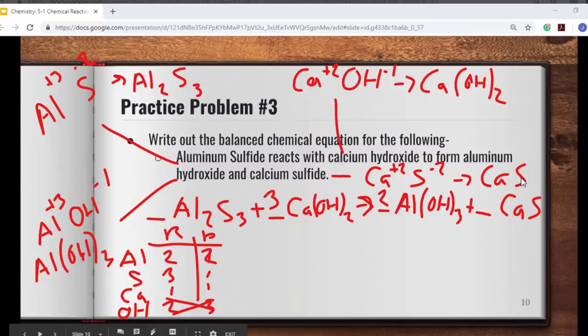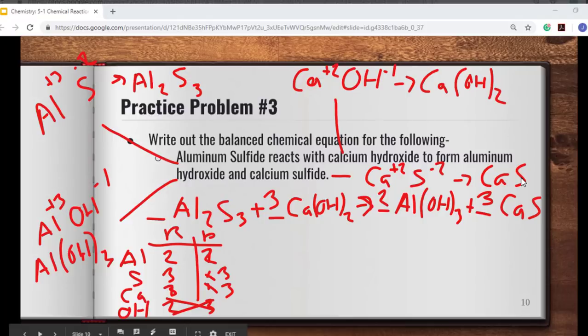Sulfur is 3 and 1, and calcium is 3 and 1. So we need to think of how we're going to go through and balance these out. Well, I know I need 3 calciums and 3 sulfurs on my right hand side, so fortunately they're together. I can add a 3 in front of CaS, and as a result, these 1s become 3s. And now everything is completely balanced.